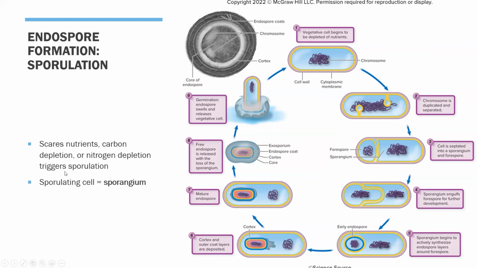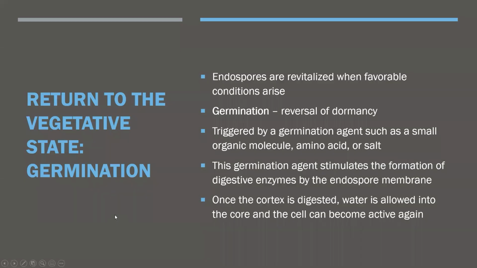Scarce nutrients, things like not having enough carbon or nitrogen, will often be the triggers for sporulation or entering this cycle. And the sporulating cell is known as the sporangium. So the vegetative cell that's making the spore over here is the sporangium. Endospores will become revitalized when favorable conditions come back. And germination is that reversal. So if we go from not enough carbon and nitrogen, oh, now it's back, then we're going to go through germination and that reversal.